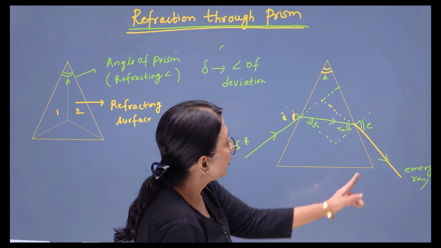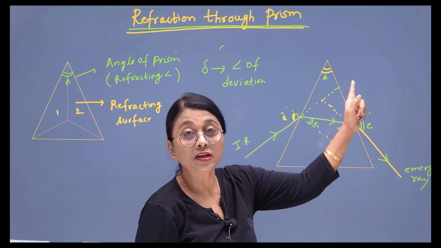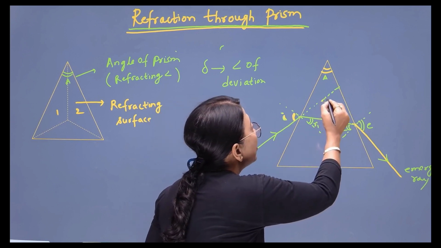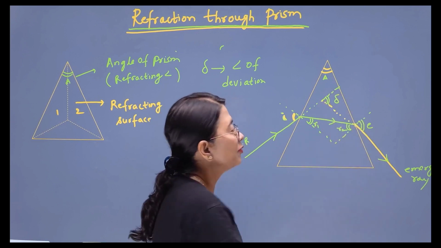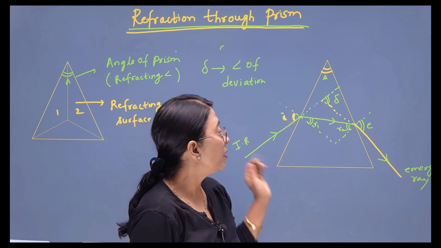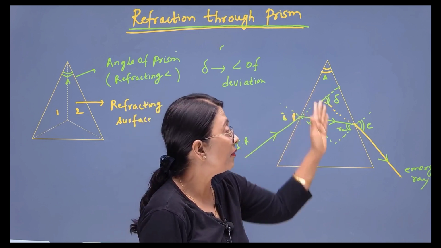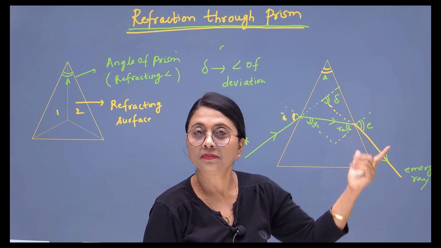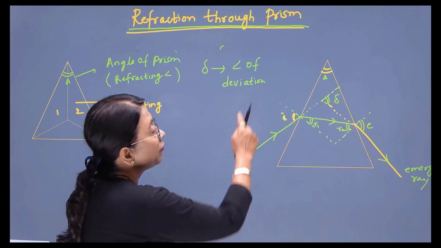Proceeded. This is the emergent ray and this is the incident ray. इन दोनों के बीच में जो एंगल बना, this angle is called as what? Angle of deviation. So what is the angle of deviation? It is the angle between the direction of the incident ray and the emergent ray. So this is the angle of deviation, delta.